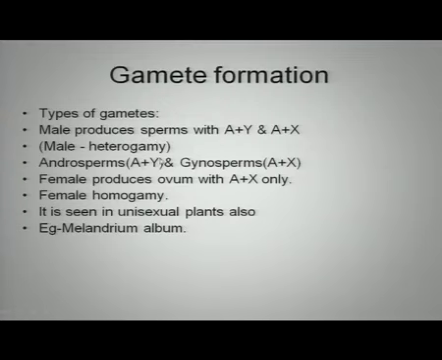The gamete with A plus Y chromosome is known as androsperm, and the gamete with A plus X chromosome is known as gynosperm. Female produces only ovum with A plus X, autosome plus X chromosome only. That means it is homogametic. It is also seen in unisexual plants, for example, Melandrium album.